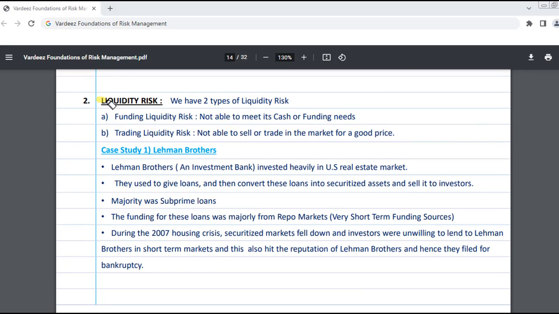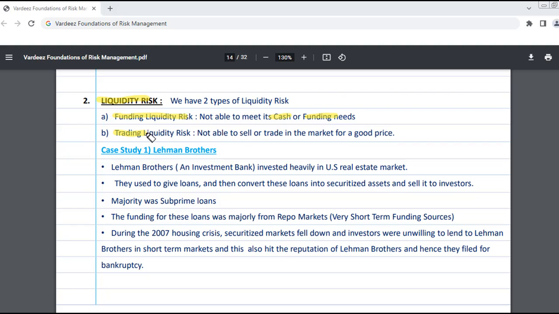All right, talking about liquidity risk now. Essentially, liquidity risk is the risk of not having enough cash to meet the funding requirements. Okay, so there are two types here that we need to understand. The very first one is funding liquidity risk. So it's the risk that you're not able to meet the cash or the funding needs as and when required.